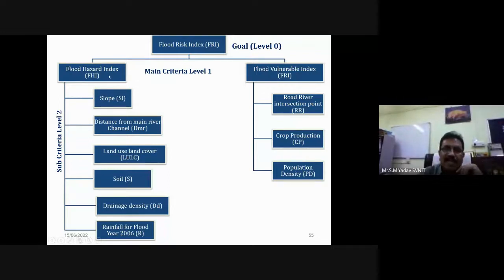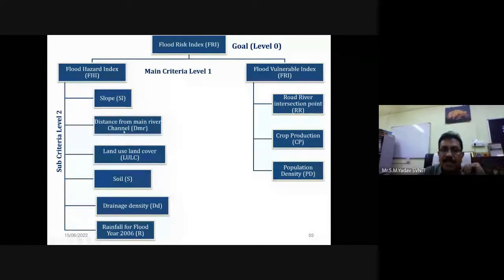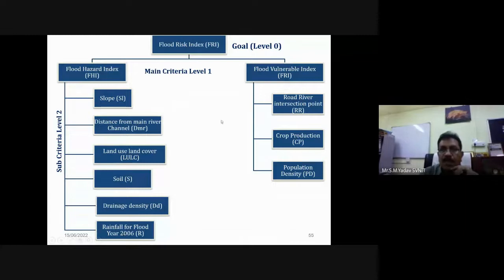For flood hazard index, what are the parameters which we have considered for development of the flood hazard index? That is given as sub criteria, level 2, which includes slope, distance from main channel, land use land cover, soil, drainage density, and rainfall for the flood year 2006. Flood vulnerable index, FVI: its sub criteria are road river intersection point, crop production, and population density.